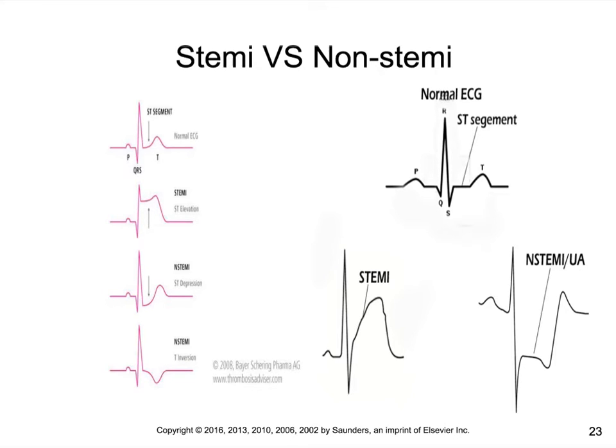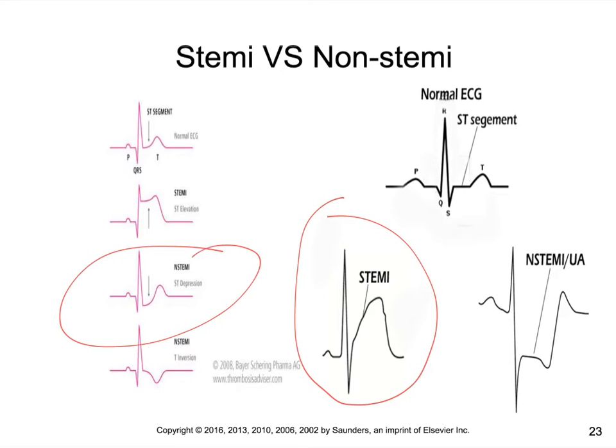ST elevation indicates that there is cardiac muscle damage occurring. And remember, the depression in the ST segment tells us that there's ischemic changes going on. So that would be a non-STEMI. Non-ST elevation. Positive ST elevation is why we use a 12-lead EKG in determining whether a patient is having a myocardial infarction or not.